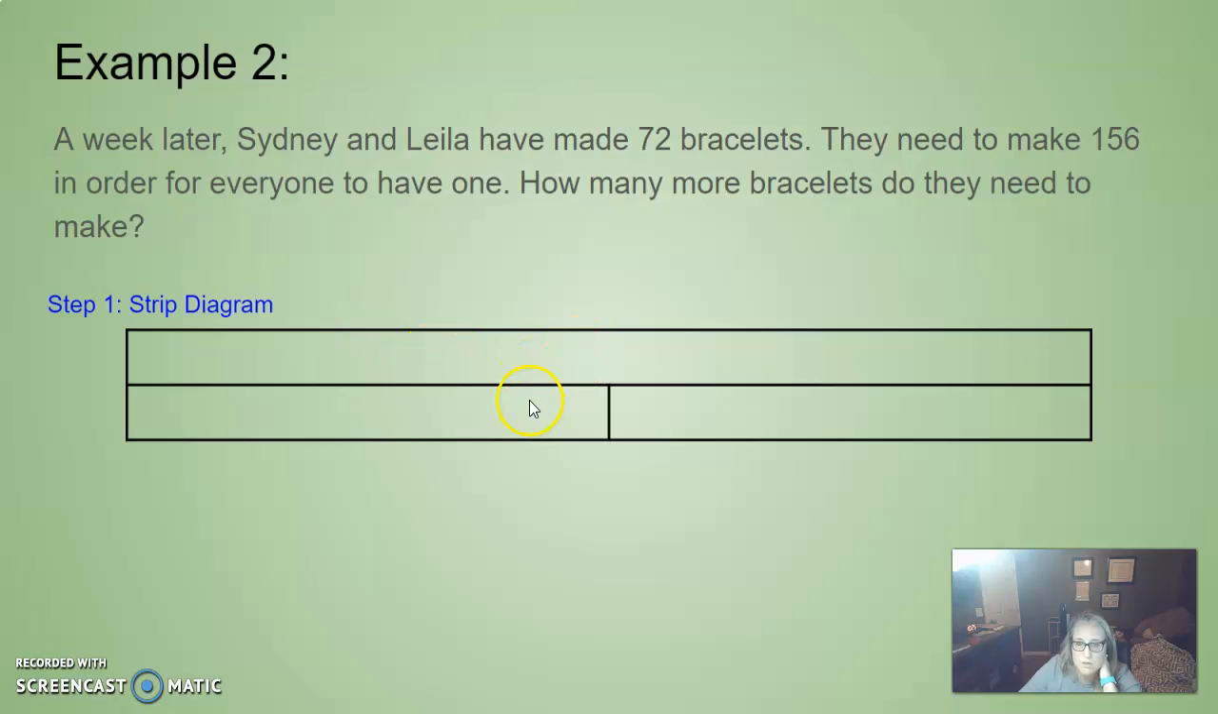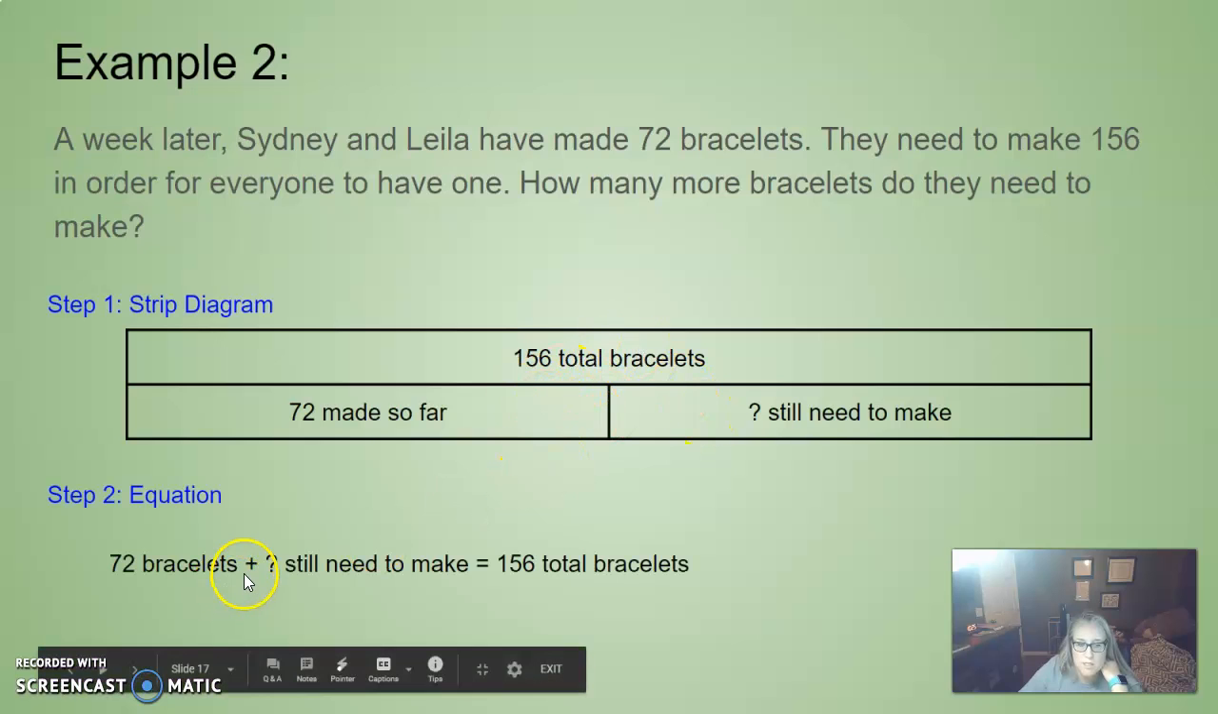So I'm able to use that information to fill in my strip diagram. So I know they need to make a total of 156 bracelets. So that's going to go in my whole. And I also know they've made 72 so far, but I still need to figure out how many more they need to make. So I've done my strip diagram, so the next thing I'm going to do is write my equation. There's a couple of ways I can write this equation. One way I can do it is 72 bracelets plus the amount I need to know, and it will equal 156 total bracelets.